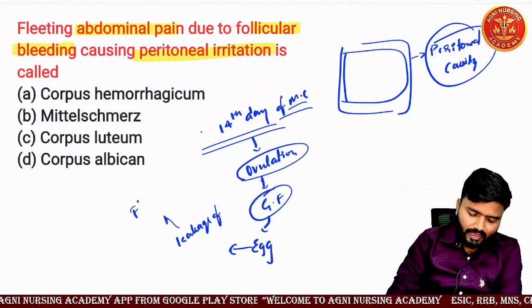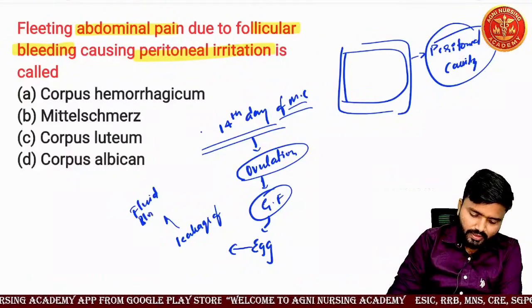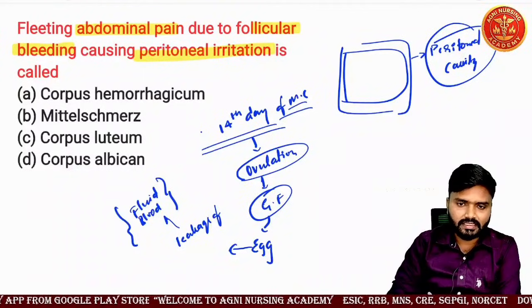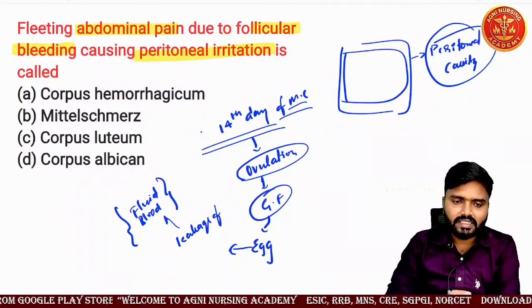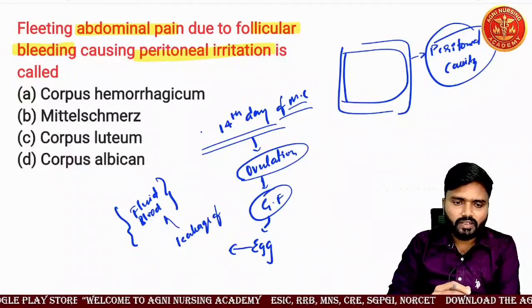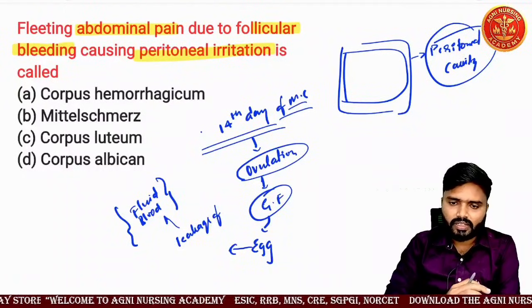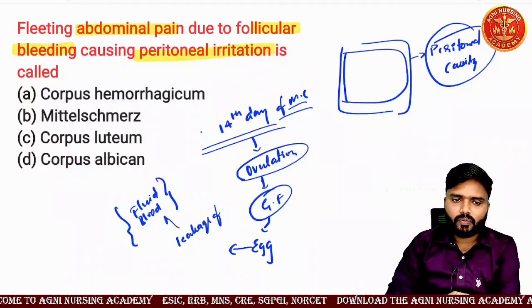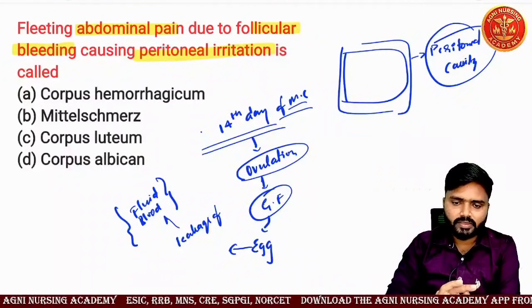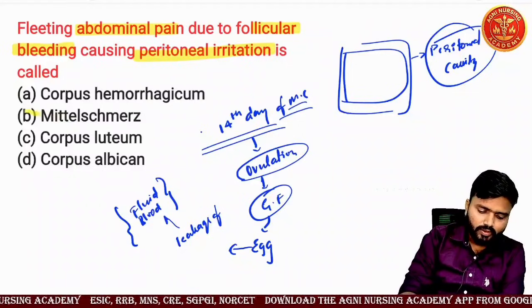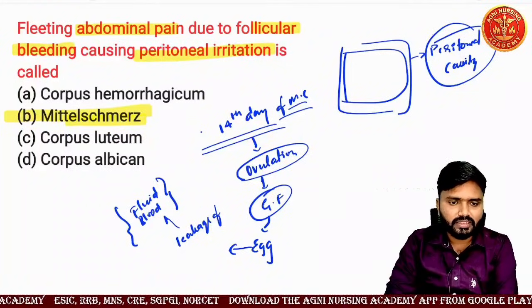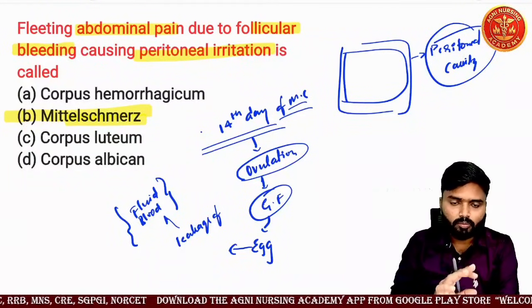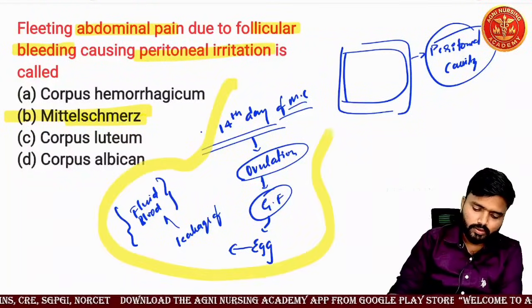So that fluid and blood, if it comes in touch with the peritoneal cavity, will start irritation. When the Graafian follicle ruptures, fluid and blood attach to the peritoneal cavity. Understood? So that pain we call the Mittelschmerz pain. Everyone knows that on the day of ovulation, on the 14th day, there is Mittelschmerz pain. But behind this, you should know the pathology. Understood?